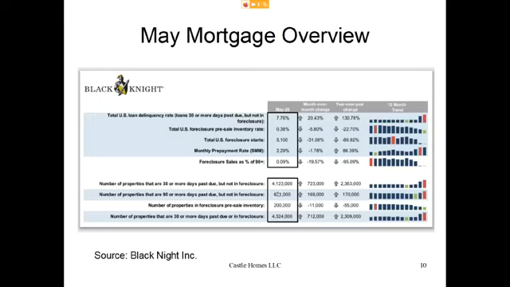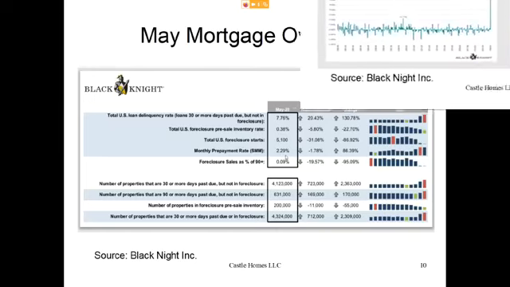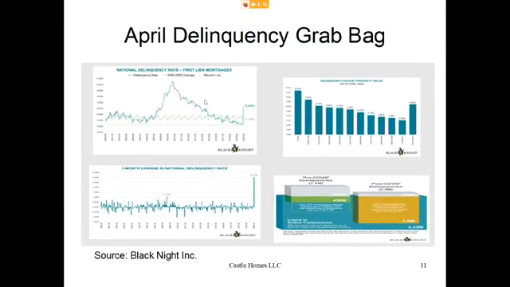You can also see these numbers of properties 30 days past due, 90 days past due are all going up pretty significantly. So we're going to see what happens with that. Hopefully things start to fall back down, but it's really hard to say.